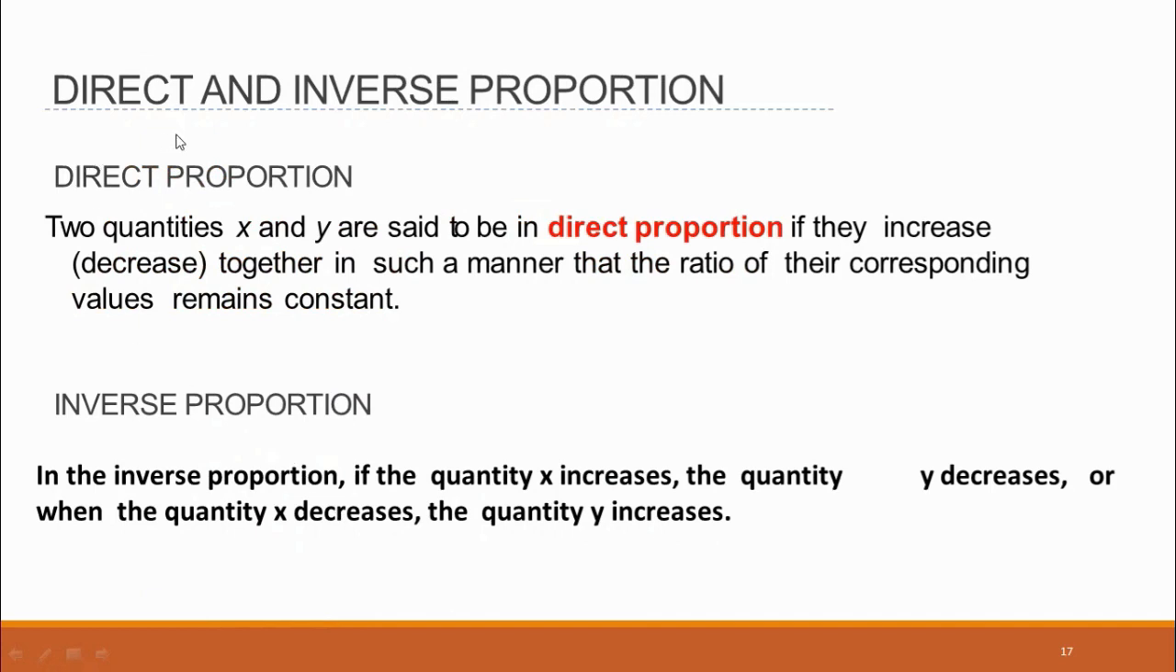Now direct and indirect proportion. Direct proportion: two quantities x and y are said to be in direct proportion if they increase or decrease together in such a manner that the ratio of the corresponding values remains constant. And inverse proportion: in inverse proportion, if the quantity x increases, then the quantity y decreases, or when the quantity x decreases, then the quantity y increases.